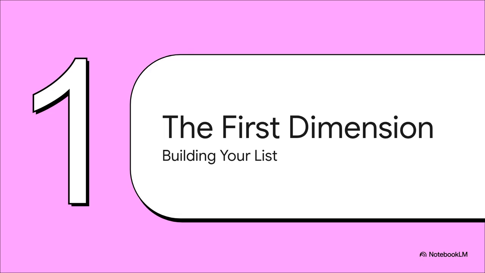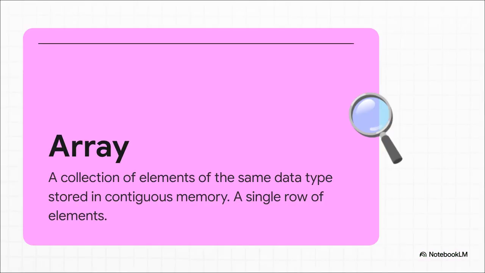Okay, so to tackle that scores problem, we're going to start with our first tool, the one-dimensional or 1D array. Just think of it as a simple, organized list. So what is an array, really? At its core, it's a collection of items that are all the same type, like they're all numbers, or they're all pieces of text. But the key here is that they're all stored together in memory, one right after the other, kind of like a single, neat row of boxes.